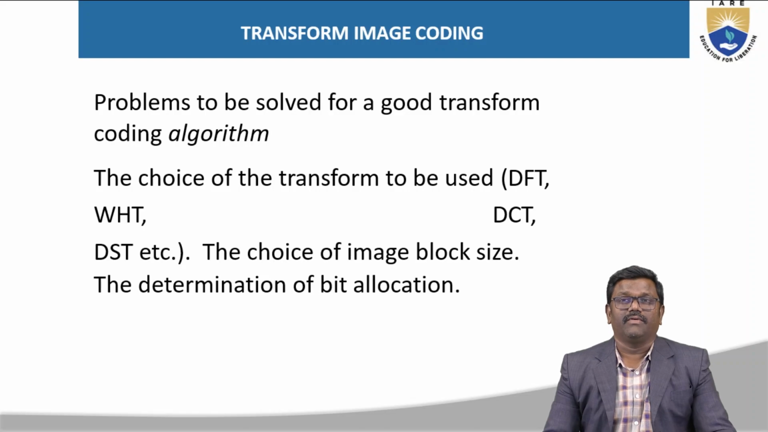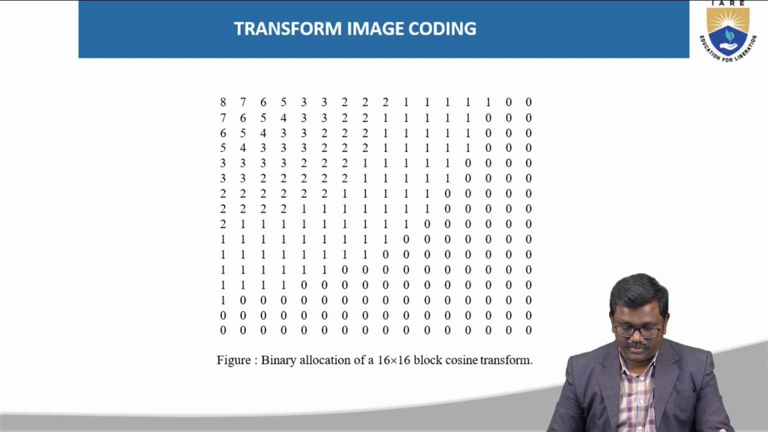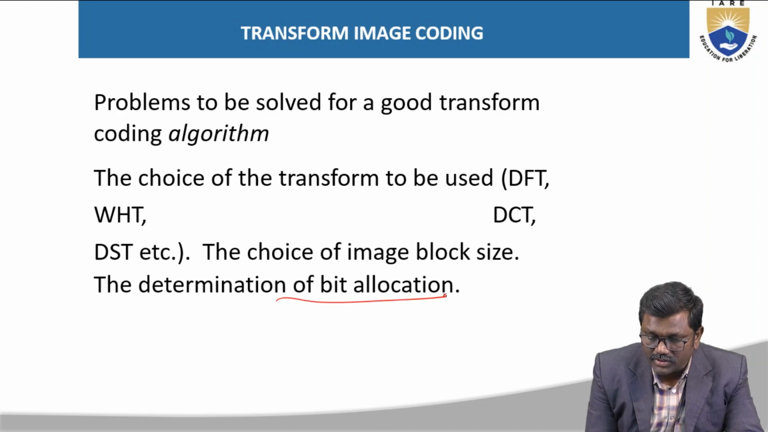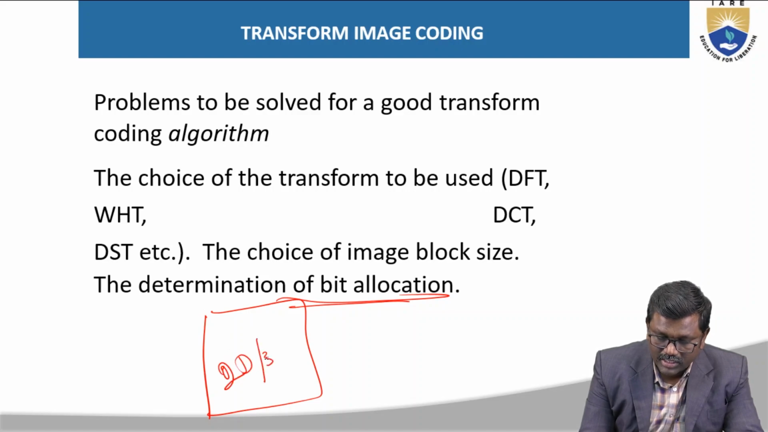Let us extend this transform image coding with one of the problems to be solved for a good transformation coding algorithm. We have the choice of the transformation to be used: a DFT, WHT, DCT or DST, etc. The choice of image block size is to determine the bit allocation. So how will this bit allocation be transformed? It is done by taking an image, maybe a 2D or 3D image.